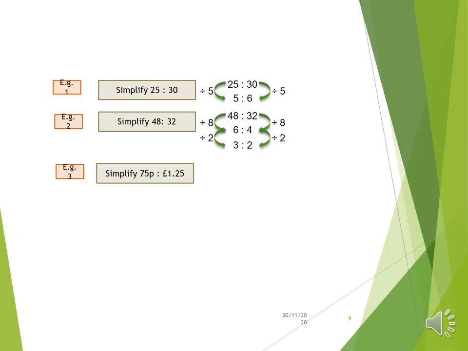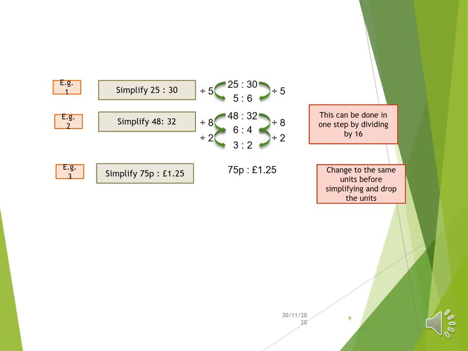Let's move on to the final example. Simplify 75p to £1.25. So what's the first thing we've got to do? First thing we've got to do is write it down, 75p to £1.25. But the second thing is that we've got to make sure that the units are the same. When we change the units before simplifying, that makes our life really, really easy. Otherwise, a lot of students can get confused and they'll just get the wrong answer as well. So it's best to always do it at this stage.